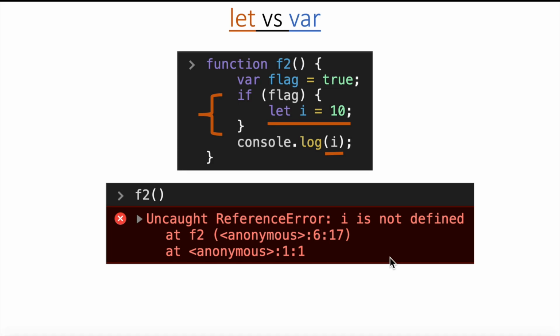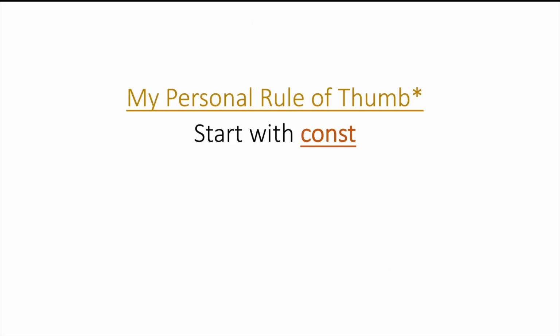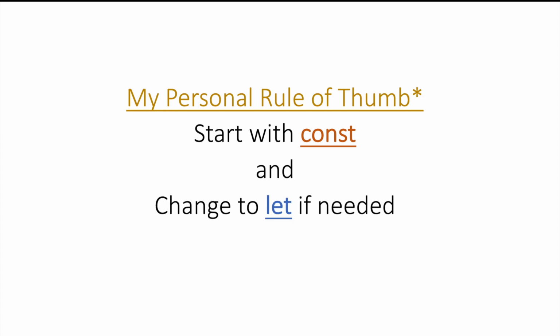This difference between let and var is more of a theoretical point for us to know why let was introduced in ES6 when we already had var. From a practical standpoint, in modern JavaScript code, we do not use var that much anymore. We typically use let and const most of the time. My personal rule of thumb is when declaring a variable, I start with const and then I change to let if needed.